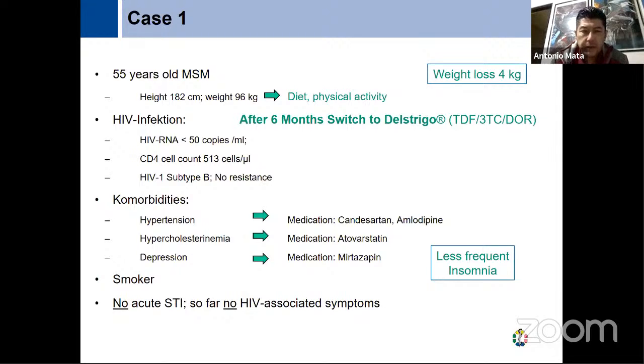Thank you, Stefan. There is another interesting question. You talk about the good resistance profile of Doravirine. And a question is whether you know a study, or have experience with Doravirine, maybe combined with Darunavir, Dolutegravir in multi-experienced patients?